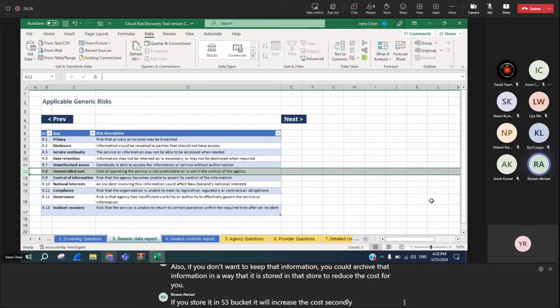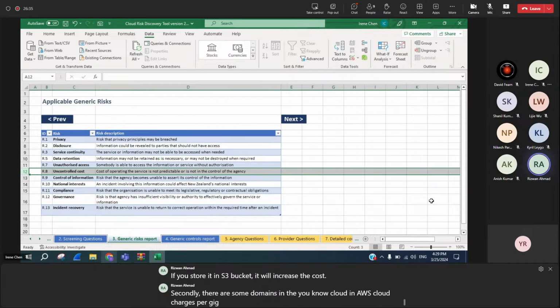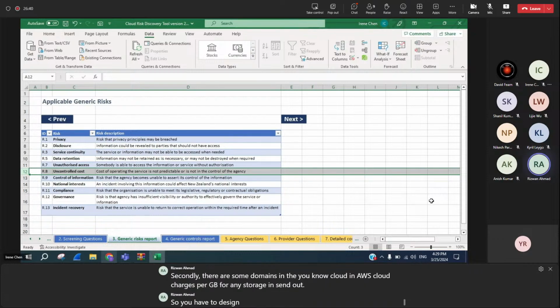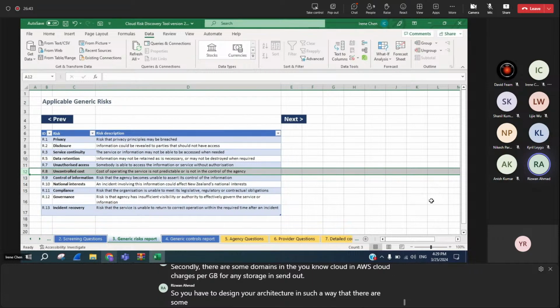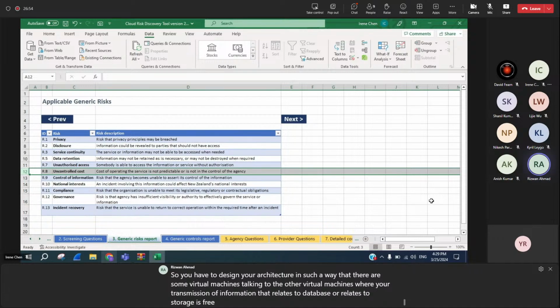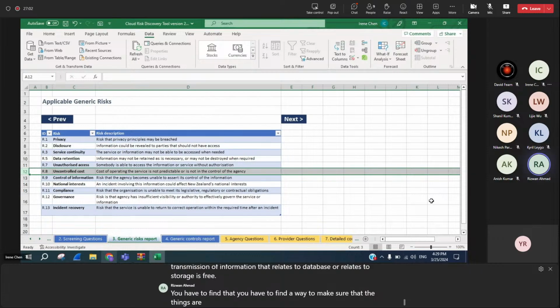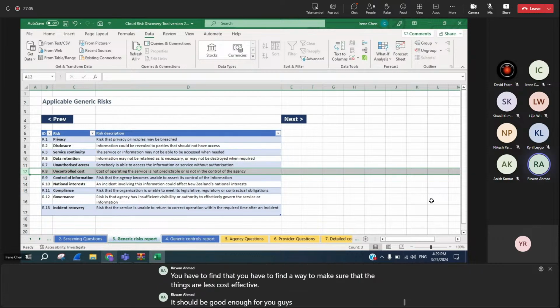Secondly, AWS cloud charges per gigabyte for any storage, ins and out. So you have to design your architecture in such a way that there are some virtual machines talking to the other virtual machines where your transmission of information that relates to database or storage is free. You have to find a way to make sure that the costs are lower. It should be good enough for you guys. Did you get my point?